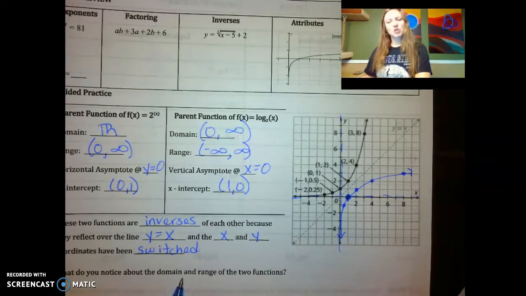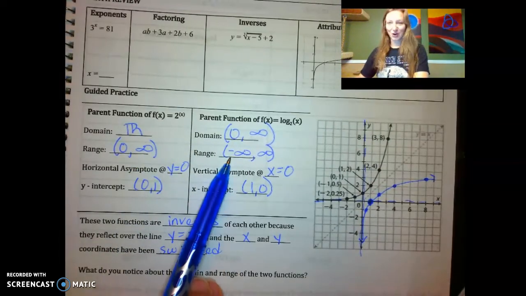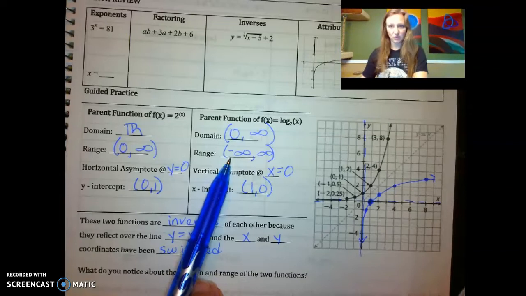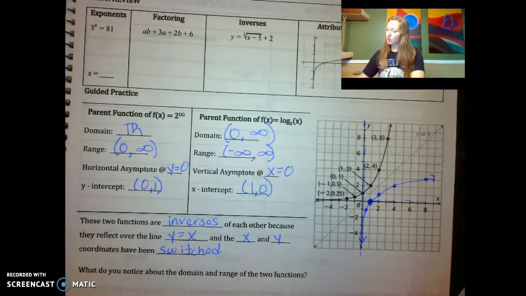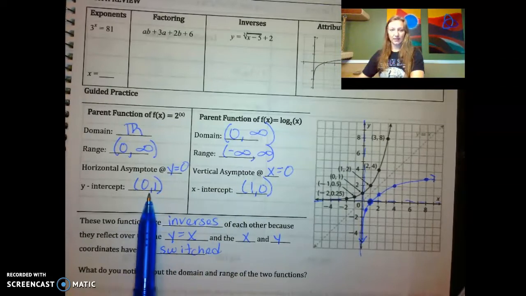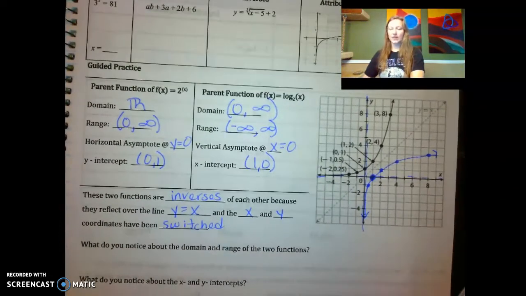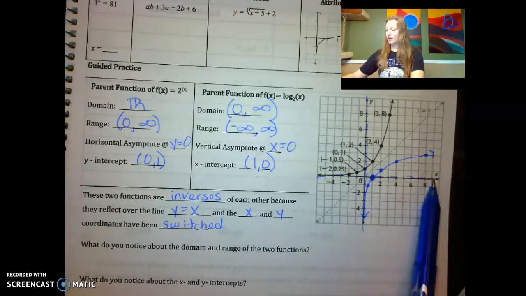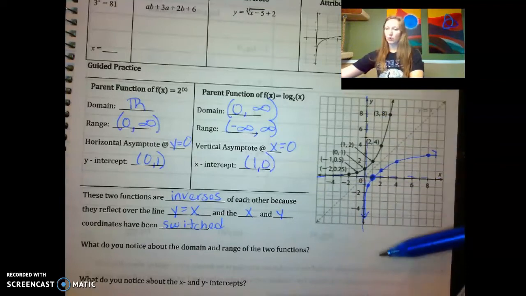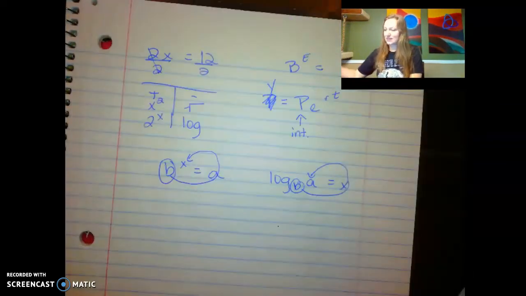What do you notice about the domain and range? Well, the domain and range are also switched because the x and y values are switched. Also notice that the x and y intercepts have a relationship. We have a key point here at 0, 1 and a key point here at 1, 0. And same thing for the asymptotes. We have a horizontal asymptote. Therefore, in the other function, we have a vertical asymptote. So now that you understand that they have an inverse relationship, I want you to keep that in mind today.